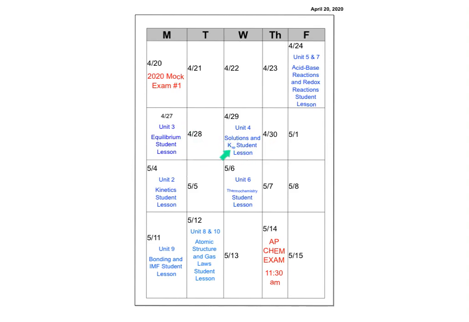Unit 4 will be solutions and KSP student lesson, and then Friday, time for Butler to tie up the loose ends. Kinetics, Butler day or Char day. Then thermo, and then Butler Char Day.